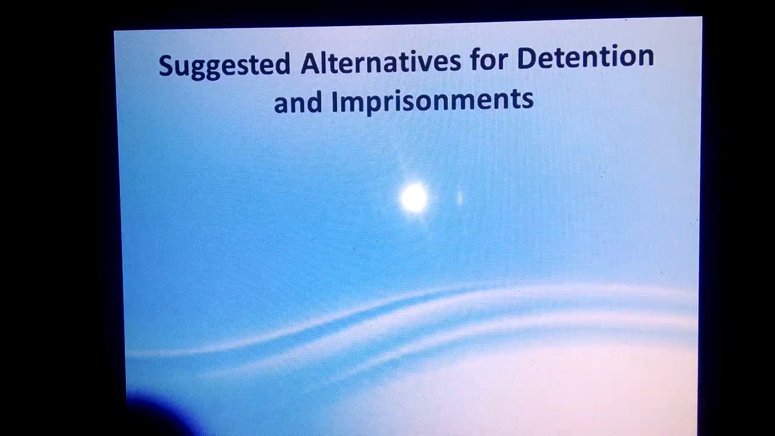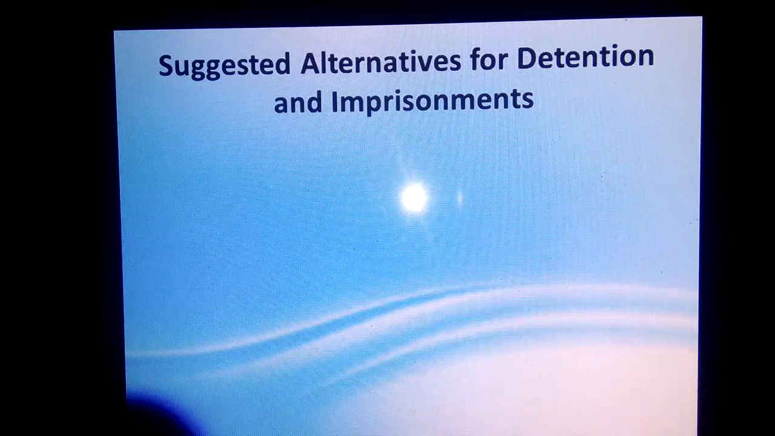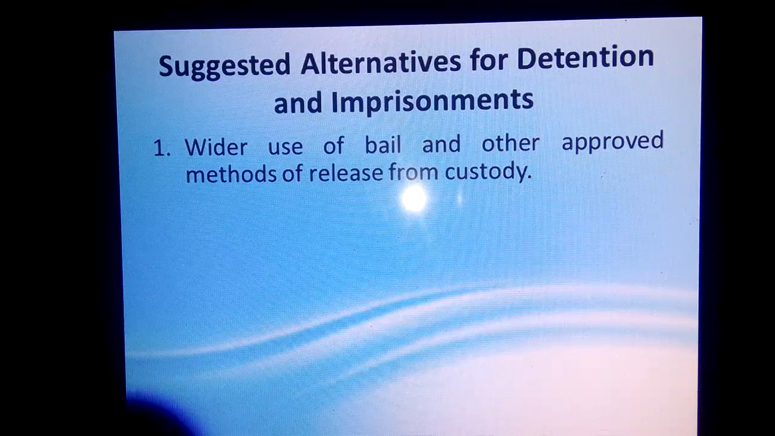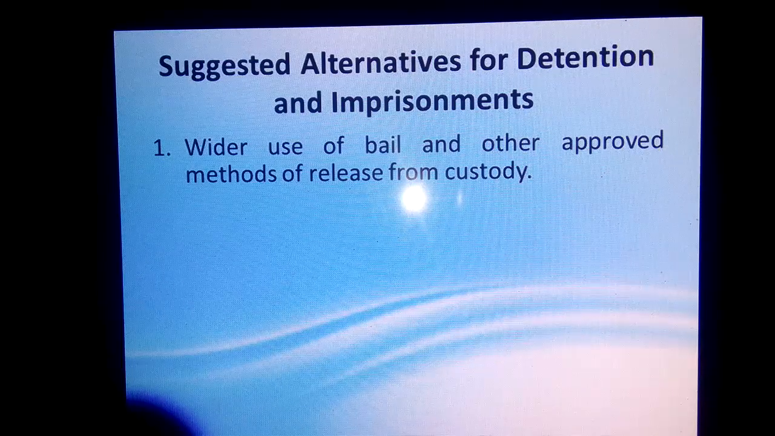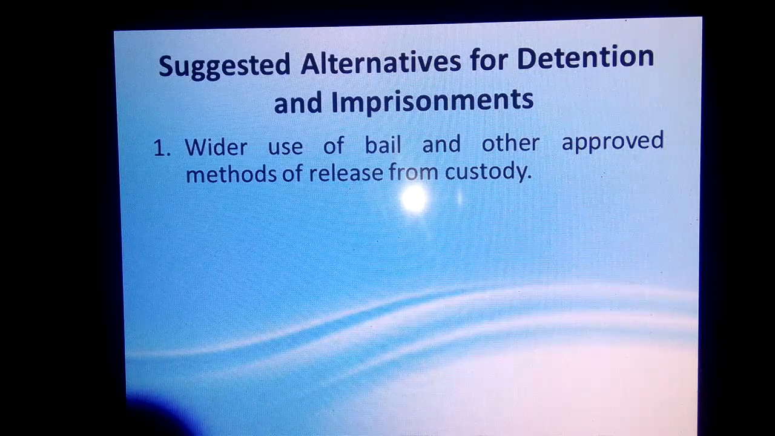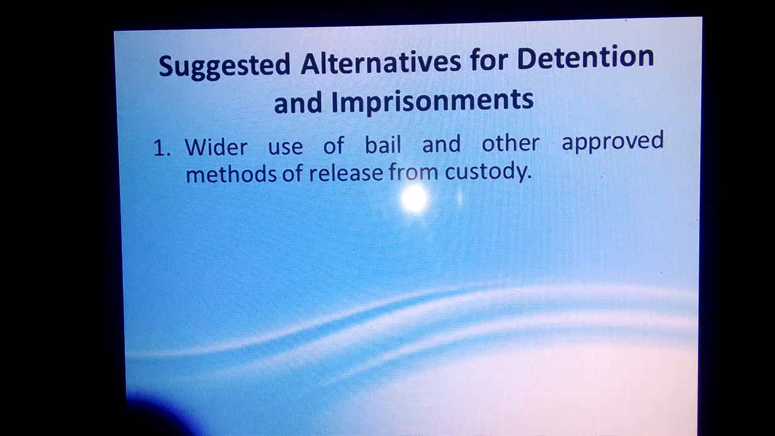Moving on, the following are the suggested alternatives for detention and imprisonment. First, we have wider use of bail and other approved methods of release from custody. Meaning to say, there should be a wider use of bail to consider those types of violations of an individual that would let the person not be detained. Instead, they will be temporarily freed from detention and or imprisonment and other approved methods of release from custody.